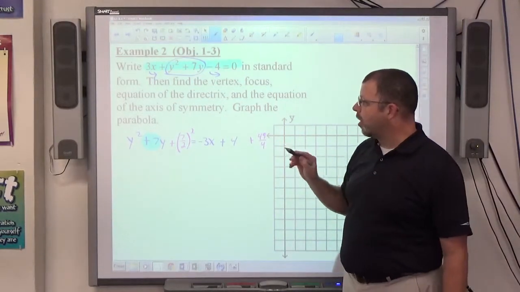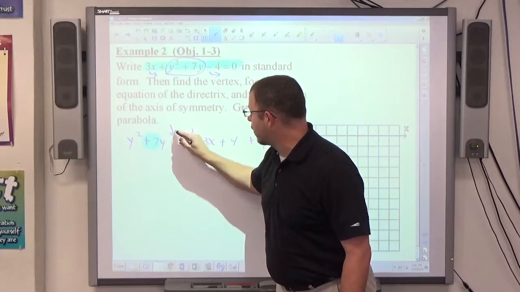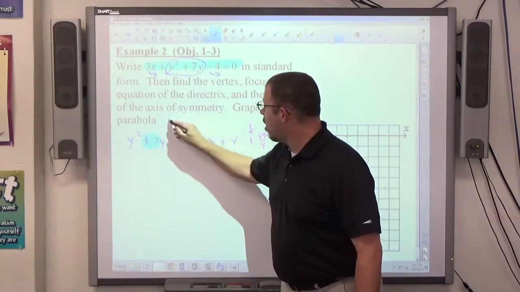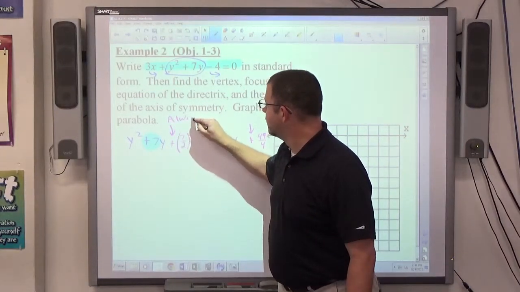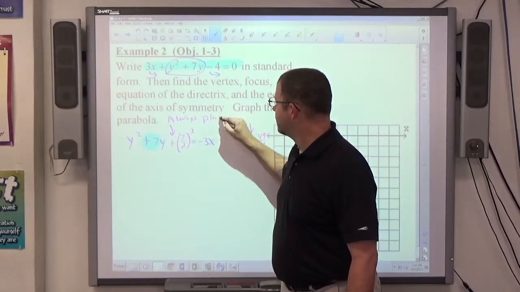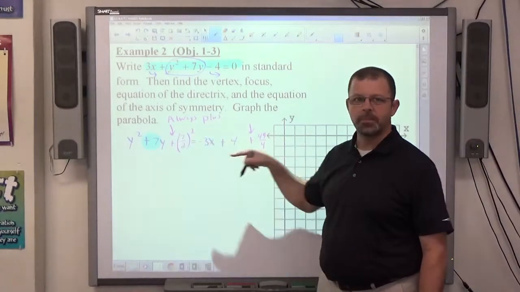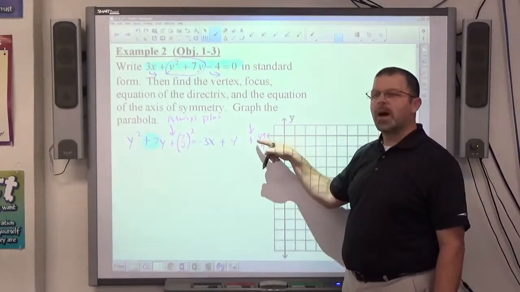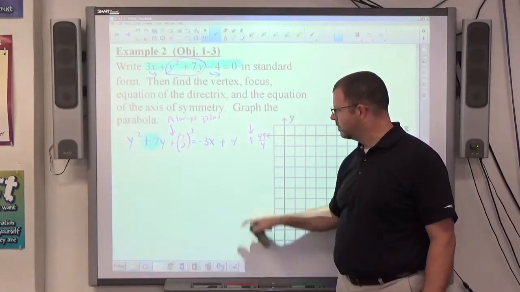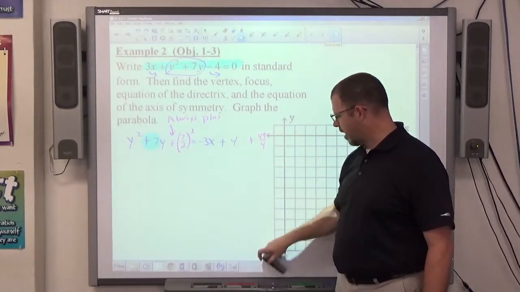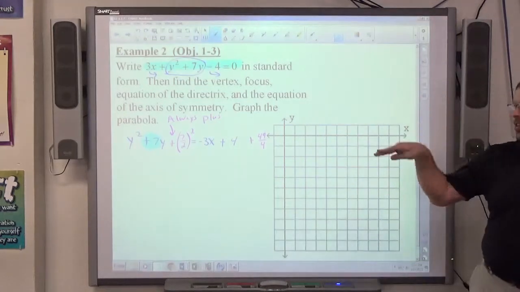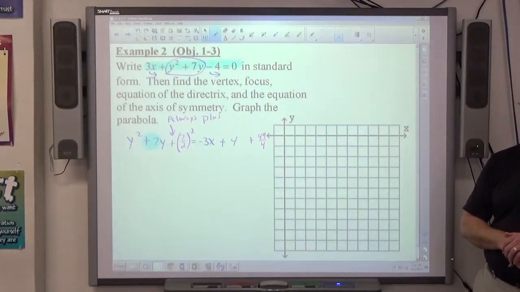Now let me just make one mention of this because I've said it before in other classes, but it's been a while since you've heard it. Always plus. That one's always plus. This one might be minus, depending on what kind of modifications you have to make. As long as it's just 1y squared, it's always going to be plus on both of them. You add whatever you add to both sides.